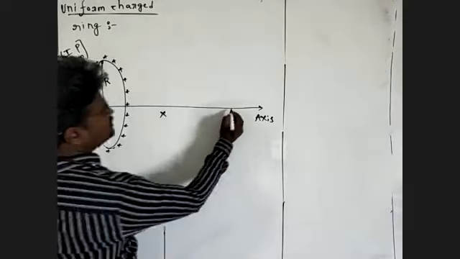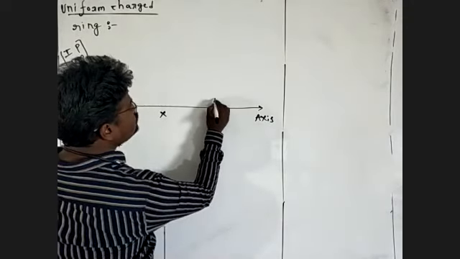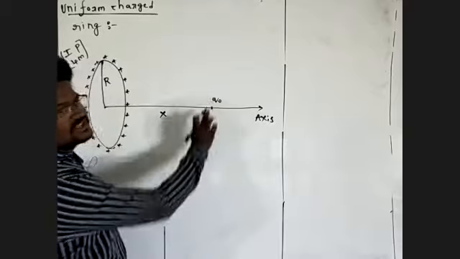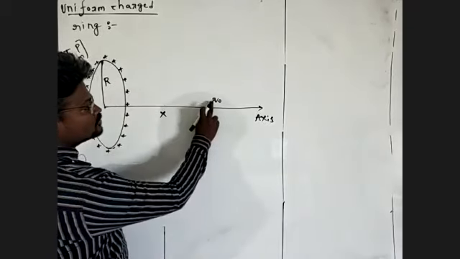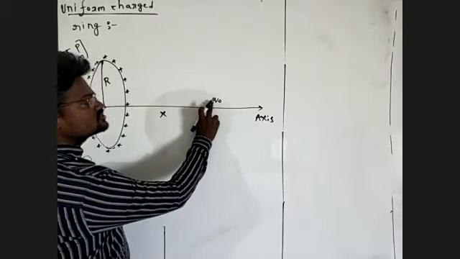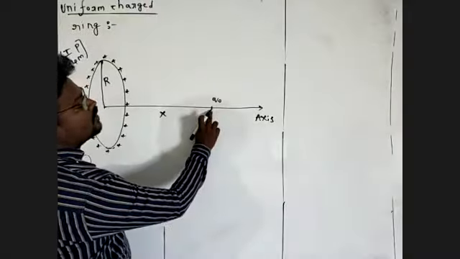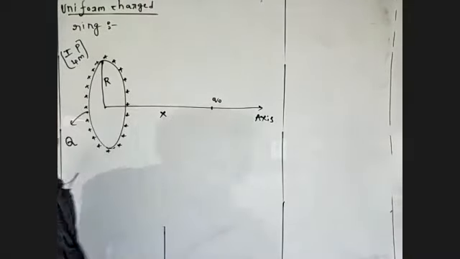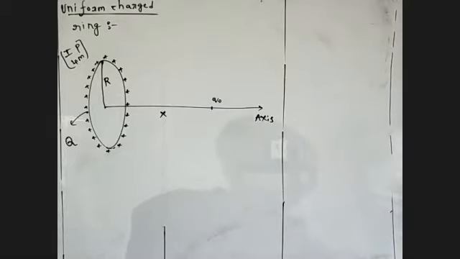Next, this is Q naught. Q naught is a test charge. Q naught is kept on the axis.